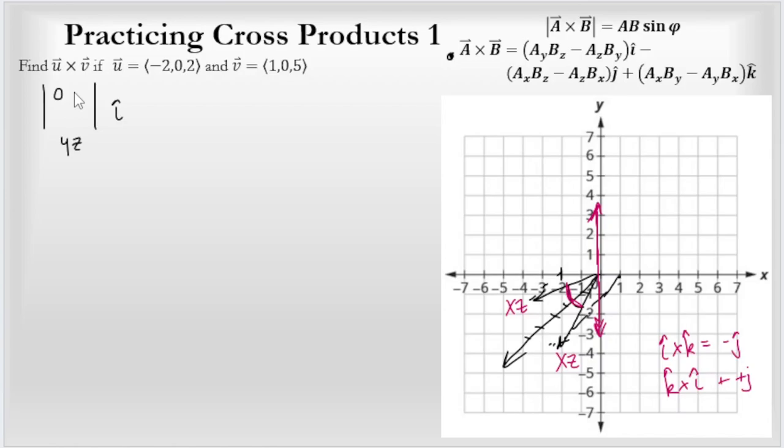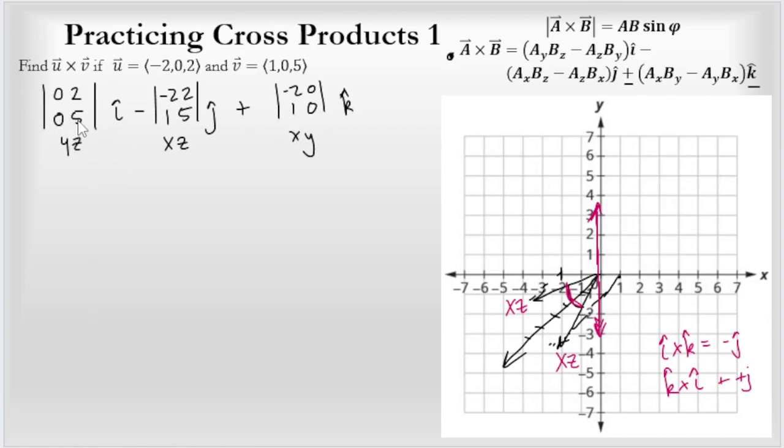So u has YZ components of 0, 2. The v has YZ components of 0, 5. I'm going to subtract. Notice there's a subtract sign here. The j hat is going to be the determinant of the 2 by 2 matrix of the XZs, leaving y out. So I'm going to have -2, 2 and 1, 5. And then I'm going to add on the k hat component, the determinant of the 2 by 2 of the XYs, so -2, 0 and 1, 0.